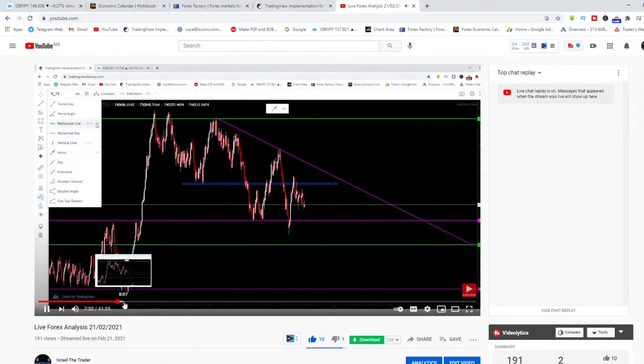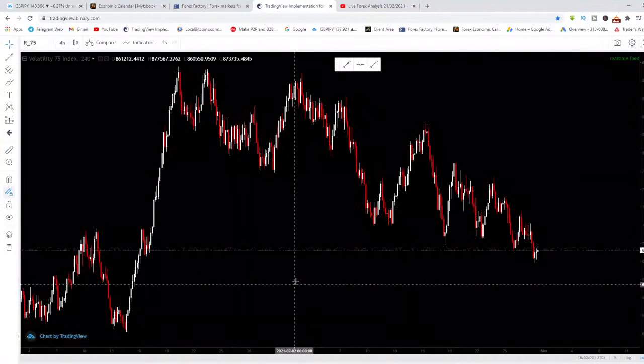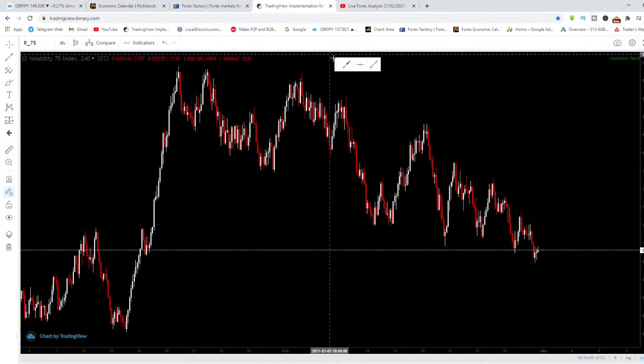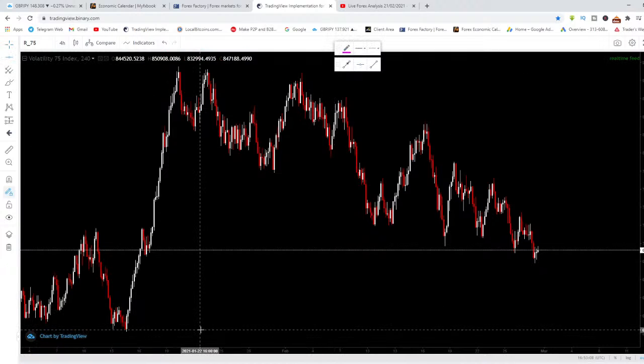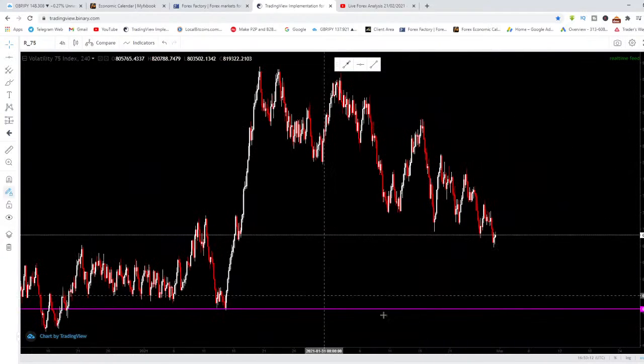So literally, let me just pin all of this. So you see, I now drew my arrow, right? I drew this arrow to the downside, pointing that volatility 75 will sell to around this zone, to the downside. Let me just put it so that you can understand what I'm saying. So around this zone, that's where I'm expecting volatility 75 to sell to.